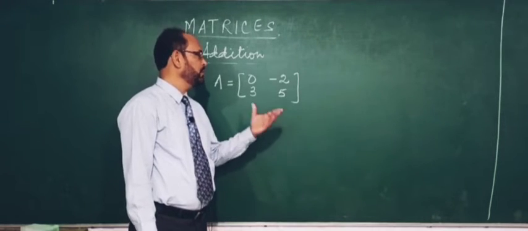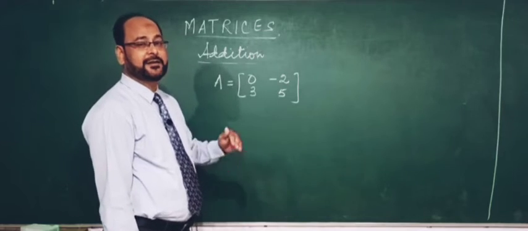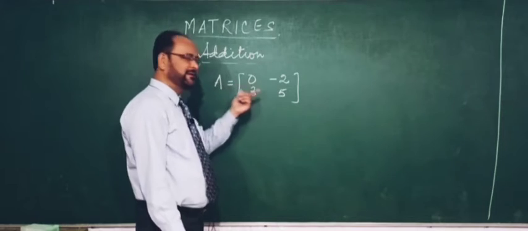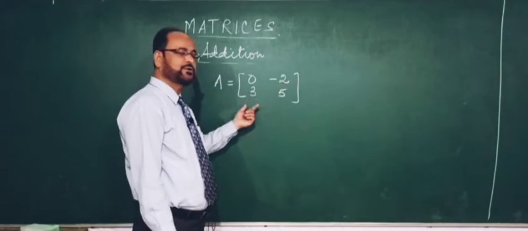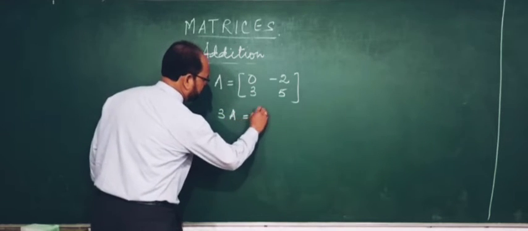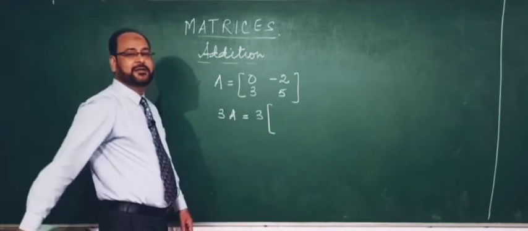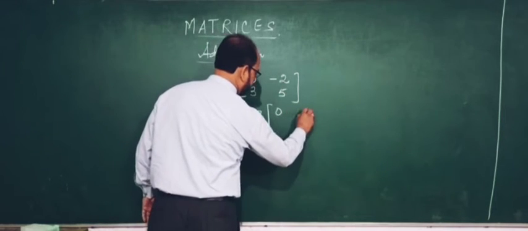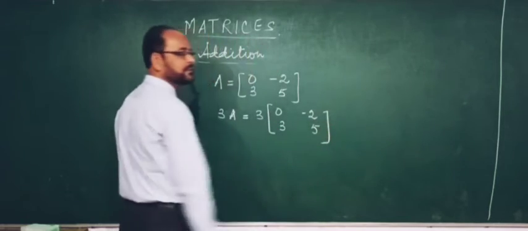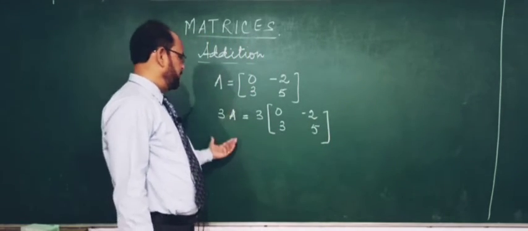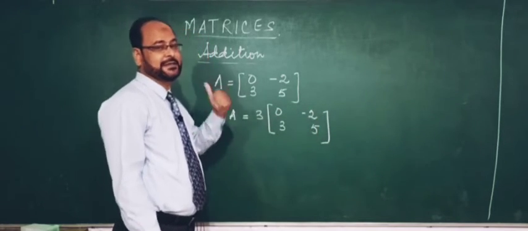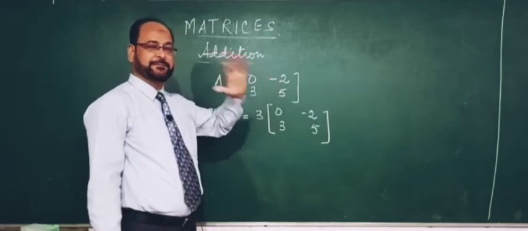All right students, now you are going to see how to find the scalar product of a given matrix. Here I have taken matrix A as 0, negative 2, 3 and 5. Now if you want to find 3A, you will write 3 and then you will write matrix A, which is 0, negative 2, 3 and 5. It's very easy to find 3A. You will multiply 3 in each and every element of these given numbers.